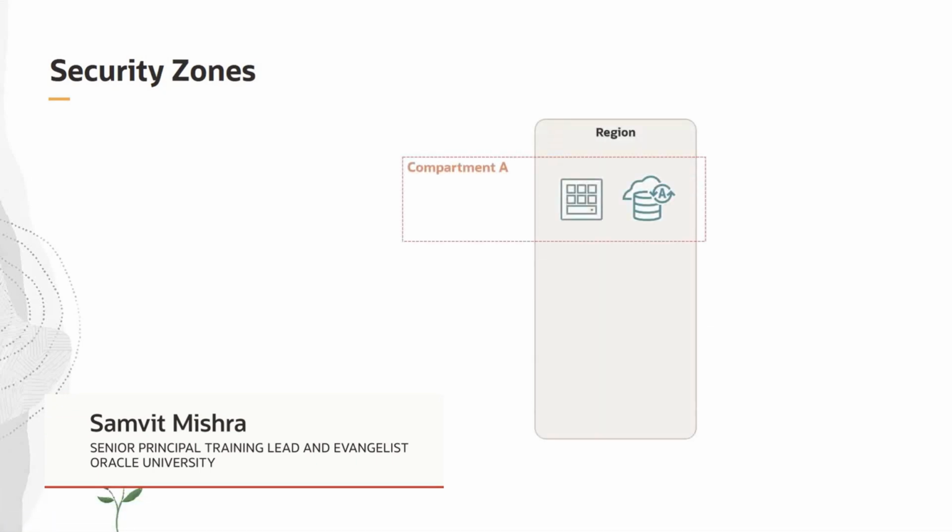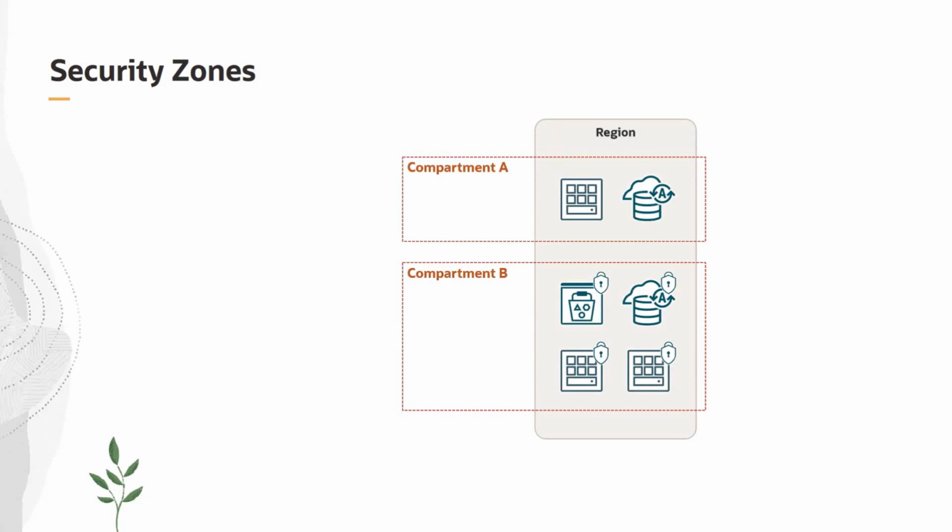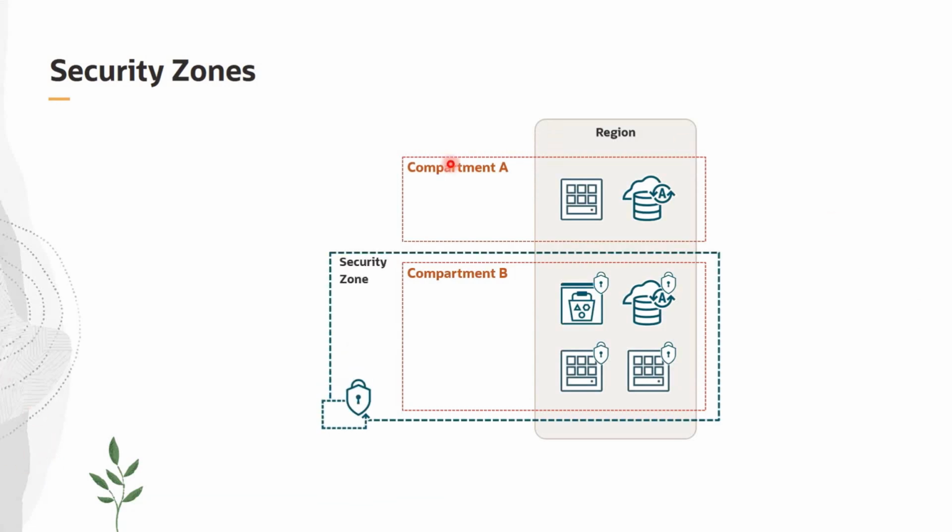As you can see here, a security zone is associated with a compartment. You see, there are two compartments, compartment A and compartment B, and we have associated this particular security zone with compartment B. Now for the compartment that is associated with the security zone, OCI validates resource operations against a set of policies that are also known as security zone recipes. And if any security zone policy is violated, then the operation is going to be denied.